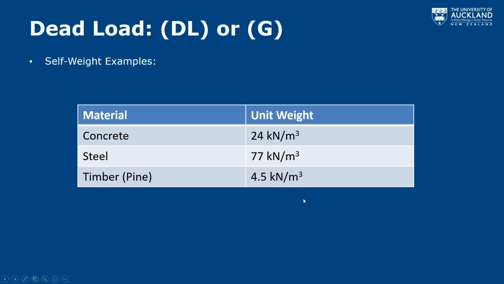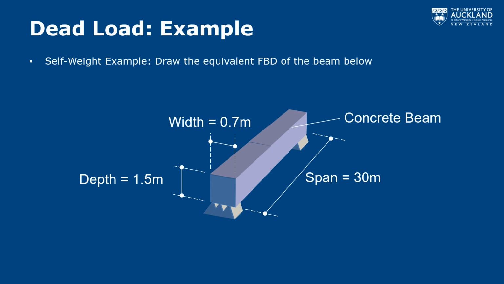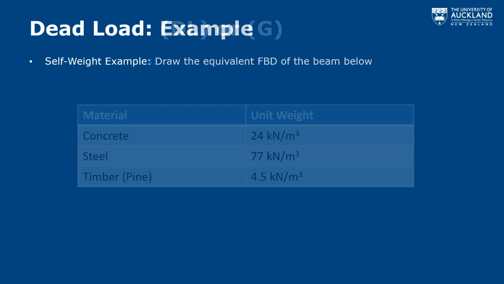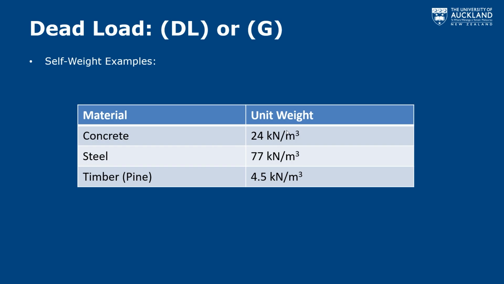And then the other main material would be timber, and so most pine species are about 4.5 kilonewtons per cubic meter. So we've talked a little bit about how do we determine the self-weight. Let's do an example. Determine the self-weight of this concrete beam. It's 30 meters long, 700 millimeters wide, and 1.5 meters deep. And we know that its self-weight is 24 kilonewtons per meter cubed.